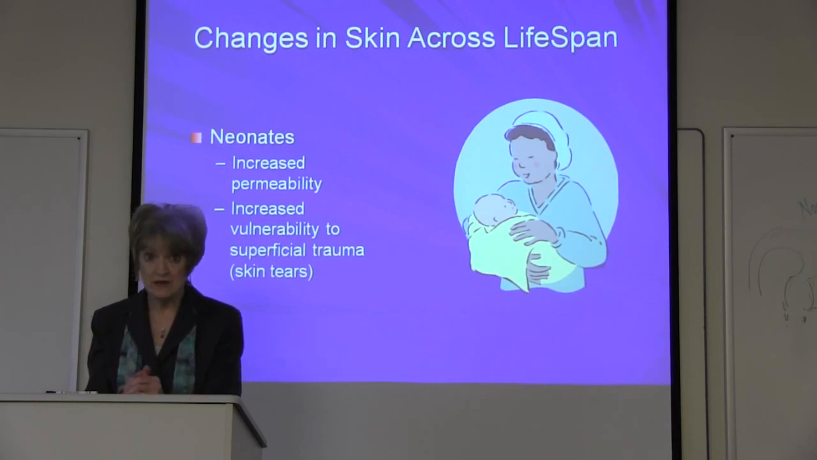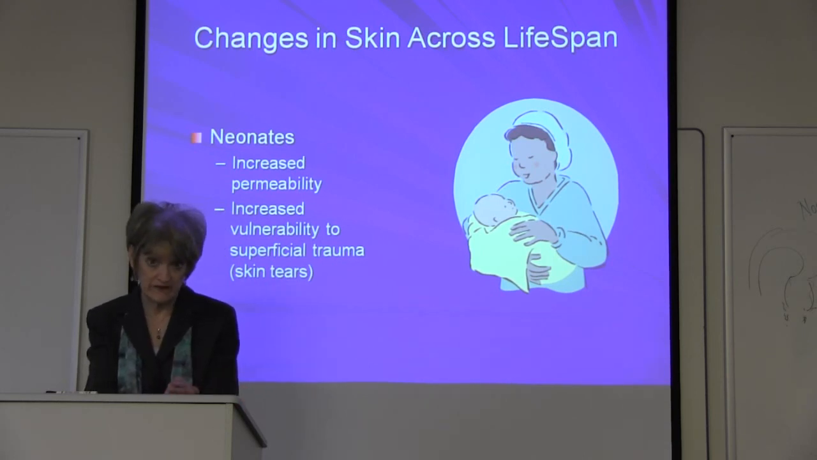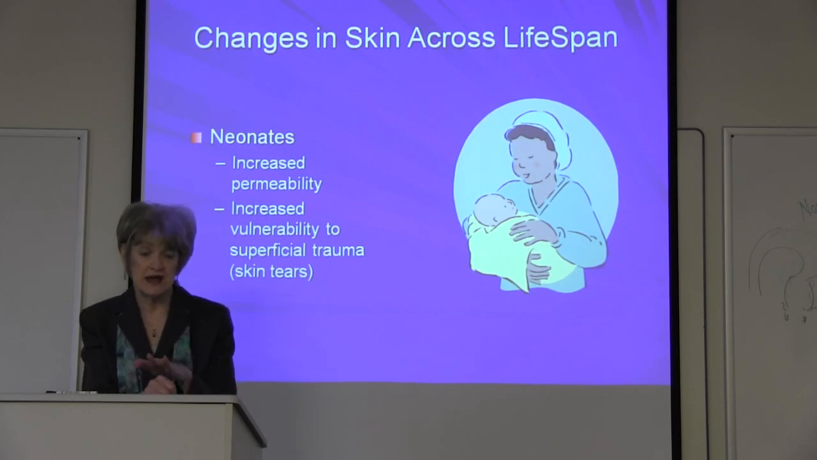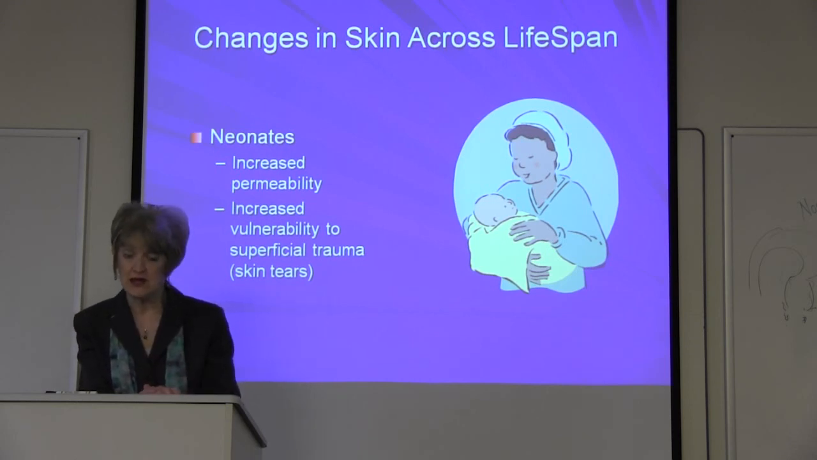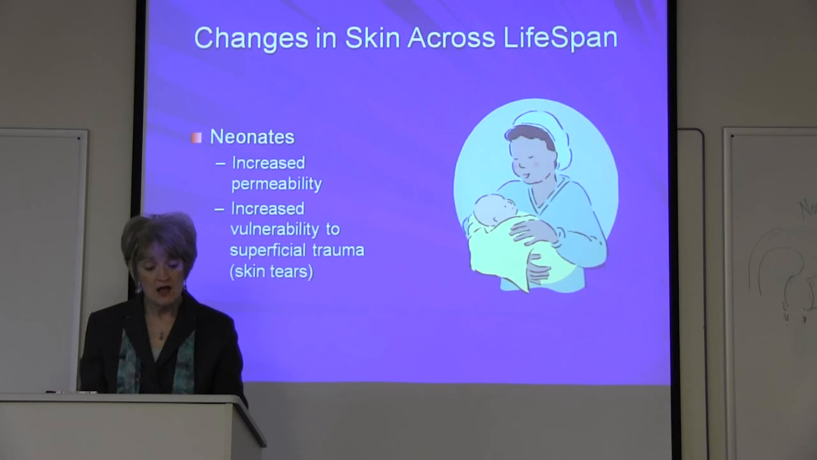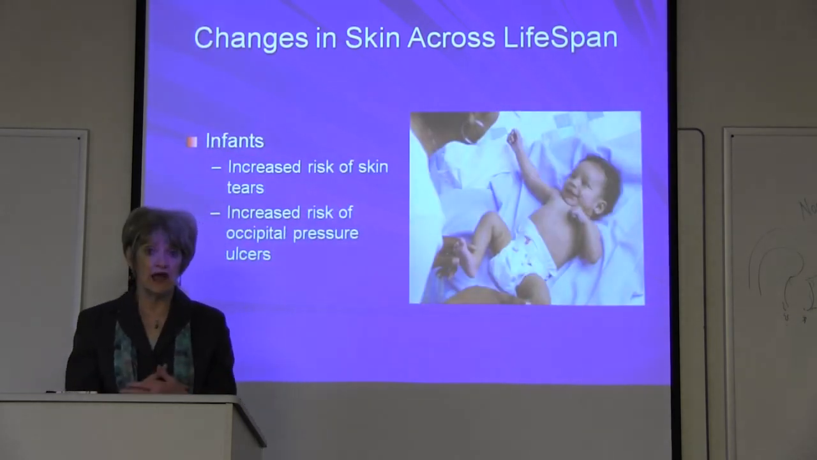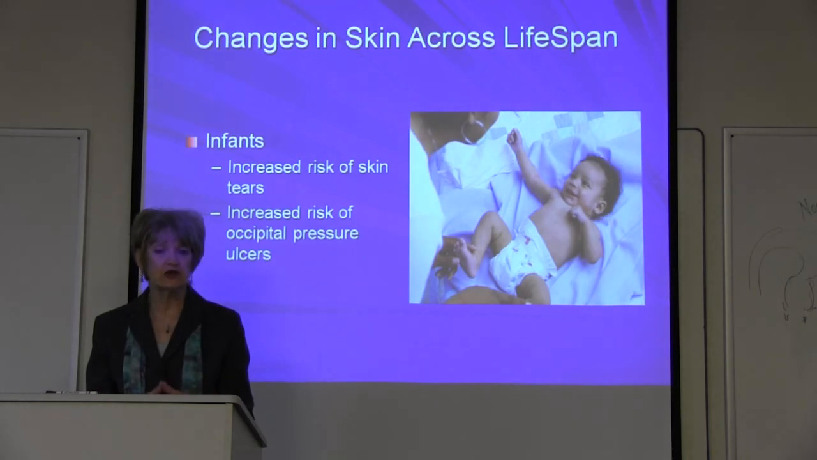If you do have to tape, either for an elderly person or for an infant who has very fragile skin, you want to put down a protective dressing first, like a thin silicone adhesive dressing or a thin hydrocolloid dressing, and tape to that. Now, the big difference in infant skin, they still have higher risk of skin tears. They're also much more vulnerable to occipital pressure ulcers.